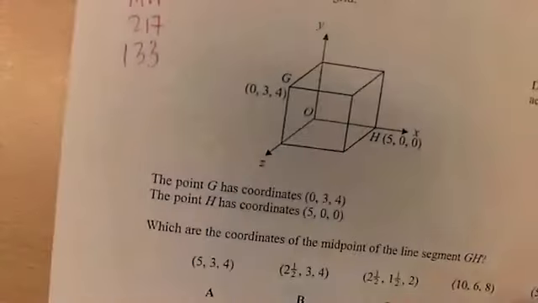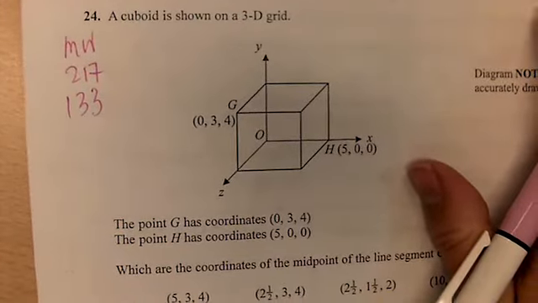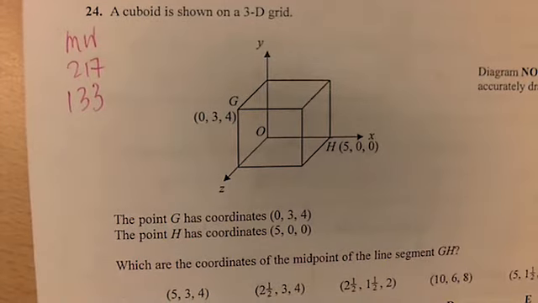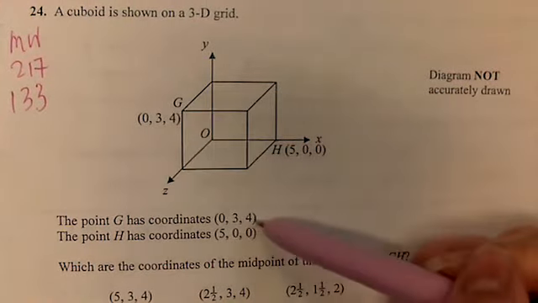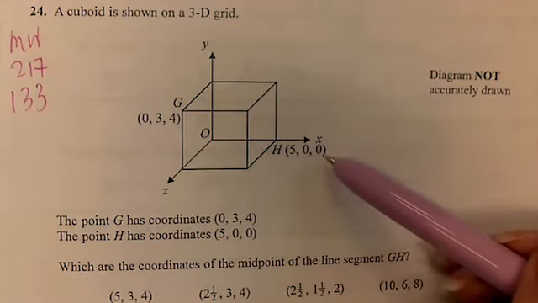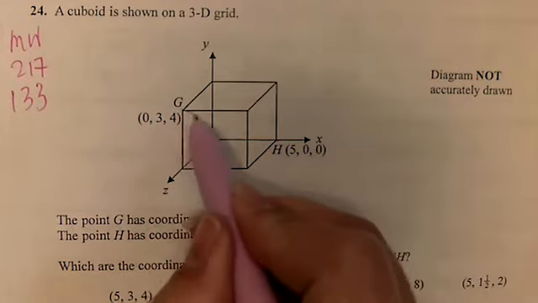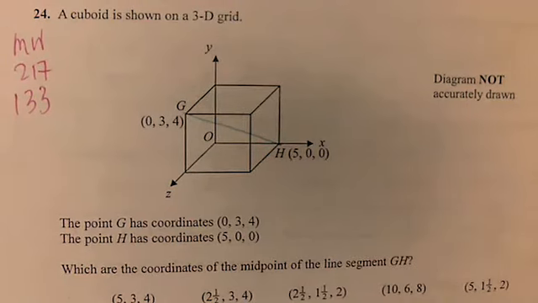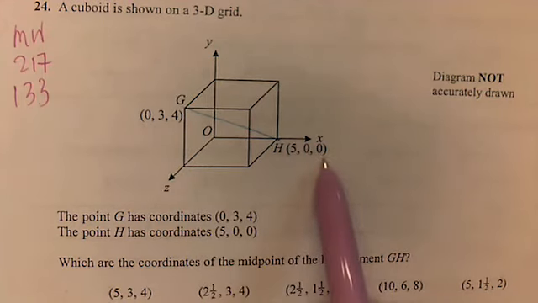Question 24. Okay, so this kind of skill isn't tested on the new style GCSE, but it's really good to make sure we do understand this anyway. So a cuboid is shown on a 3D grid. The point G has coordinates 0, 3, 4. The point H has coordinates 5, 0, 0. What are the coordinates of the midpoint of the line segment? Well, actually, all we need to do here is we've been given 2 coordinates. We want to find halfway between them. So we need to find halfway between 0 and 5, halfway between 3 and 0, and halfway between 4 and 0. And that is all we need to do for this question.